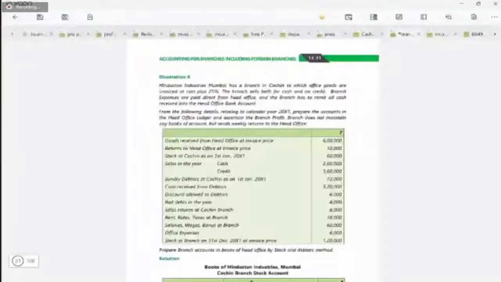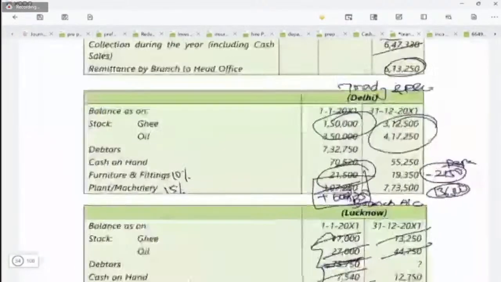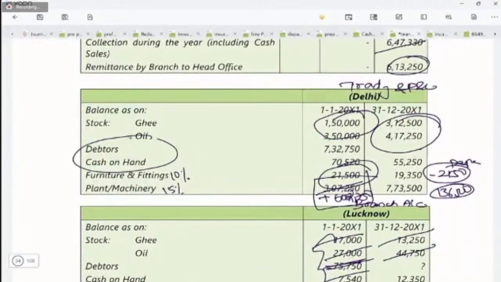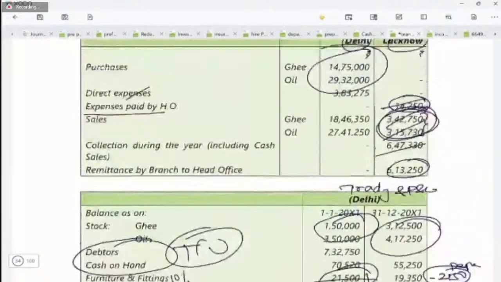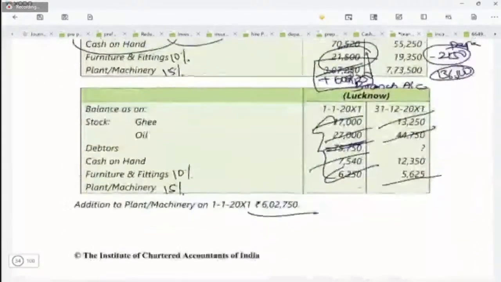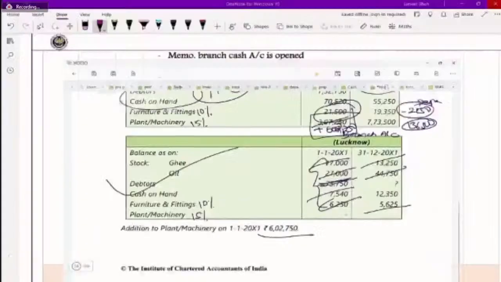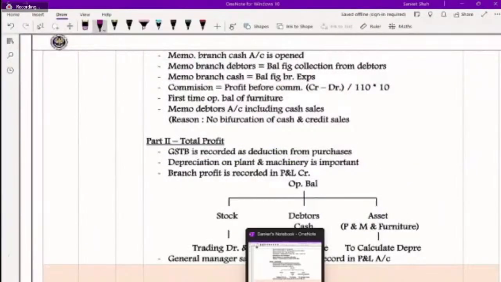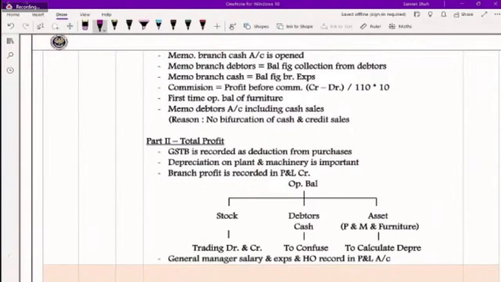See, this debtors and cash balance we ignored for trading and P&L. Delhi का मैं बोल रहा हूँ, Delhi का to confuse us है. This is important. लखनऊ का important था, but Delhi का confuse us है. And assets, plant and machinery, and to calculate depreciation. So easy question, A plus category question.